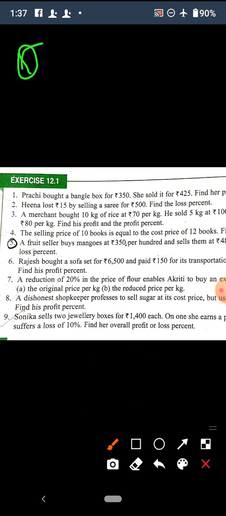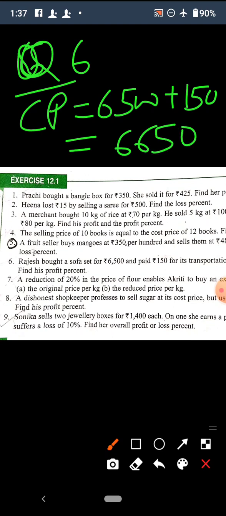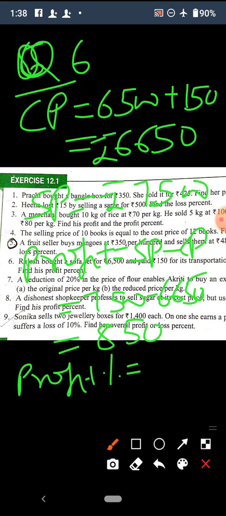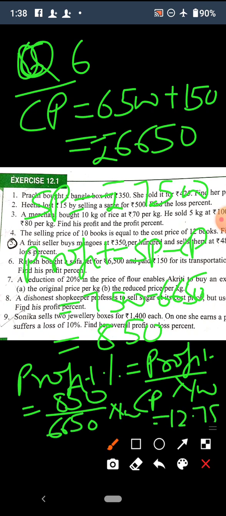Now, question number 6. Rajesh bought a sofa set for 6,500. So the CP is equal to 6,500 plus 154 transportation. So it is 6,650. Now he then sold it for 7,500. So selling price is 7,500. So the profit will be SP minus CP. SP is 7,500, CP is 6,650, so profit is equal to 850. Then profit percentage will be profit upon CP into 100. 850 upon 6,650 into 100. So it will be 12.78%.